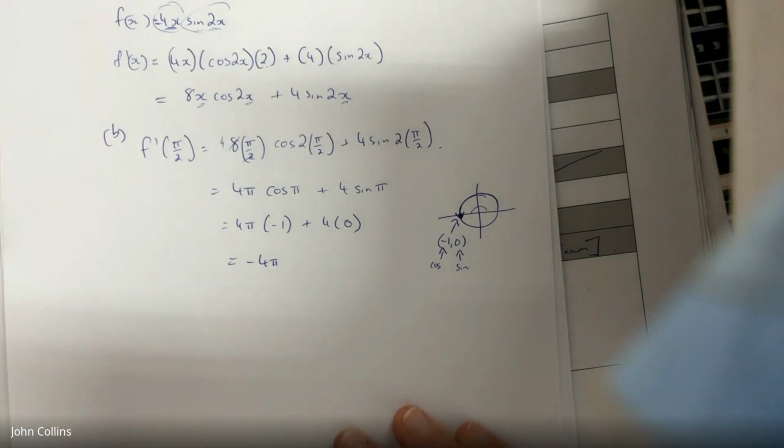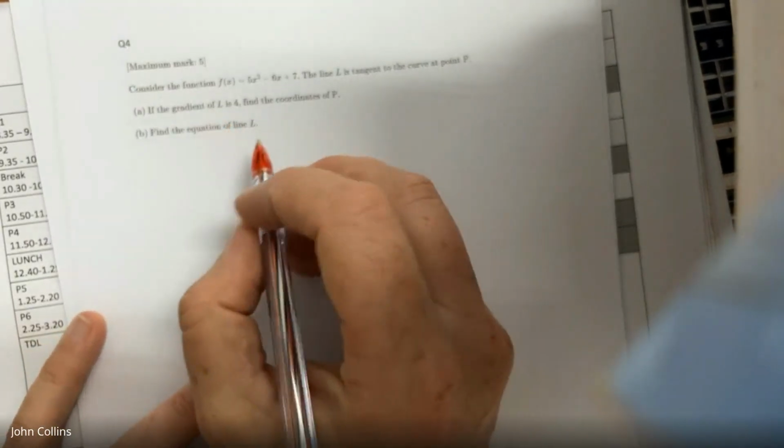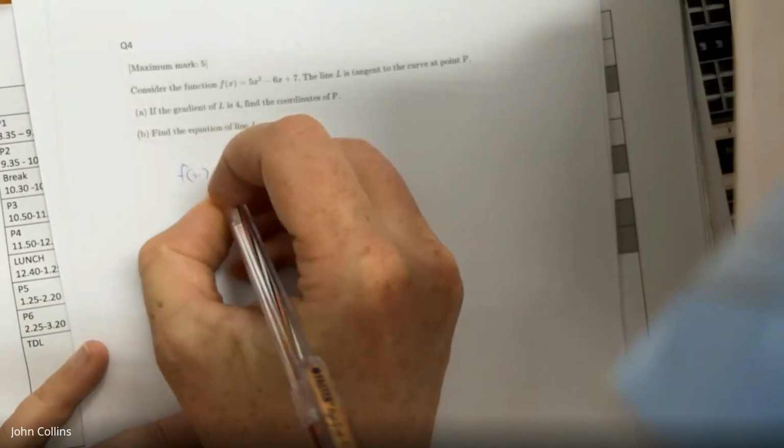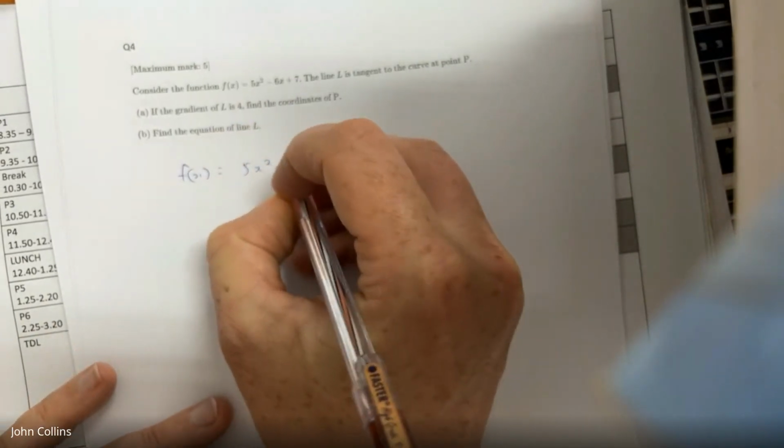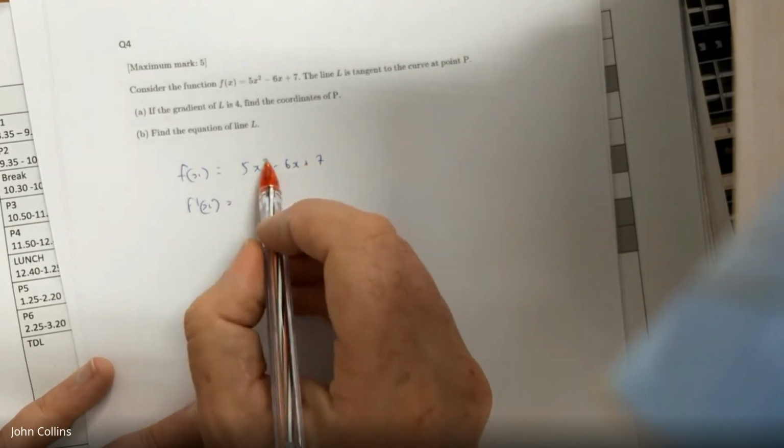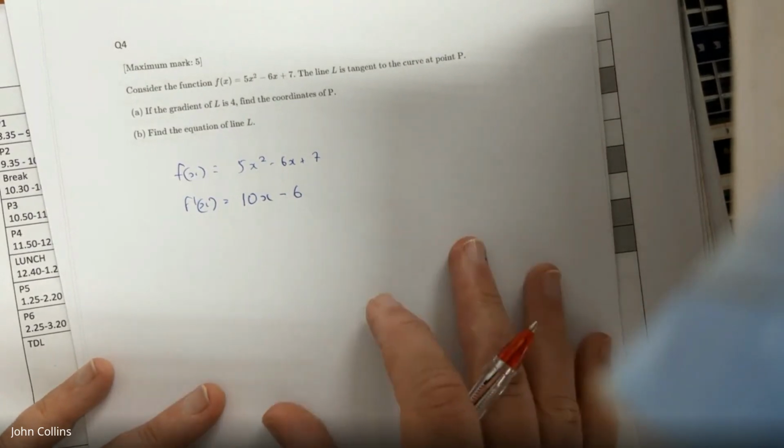Okay, next question. 4. Consider this function, tangent again, tangent to a curve, find the equation. Okay, so this is my function, 5x squared minus 6x plus 7. I'm going to derive it first. Multiply down by the whole power, 2 times 5 to give 10. Subtract 1 from the power. This just goes to 6, and the 7, the constant disappears. So this is my gradient.